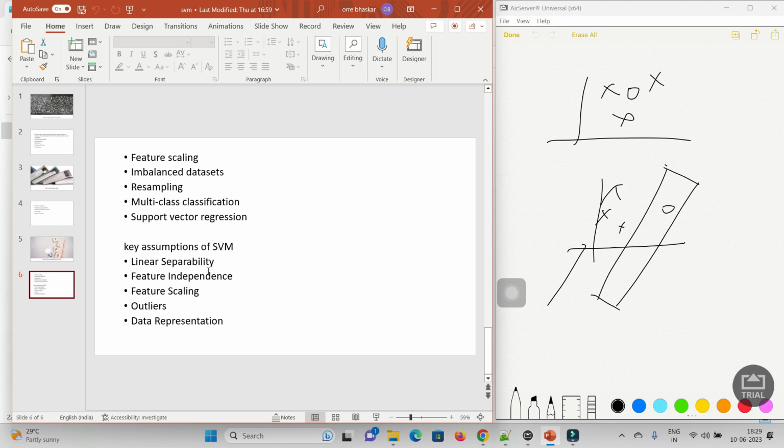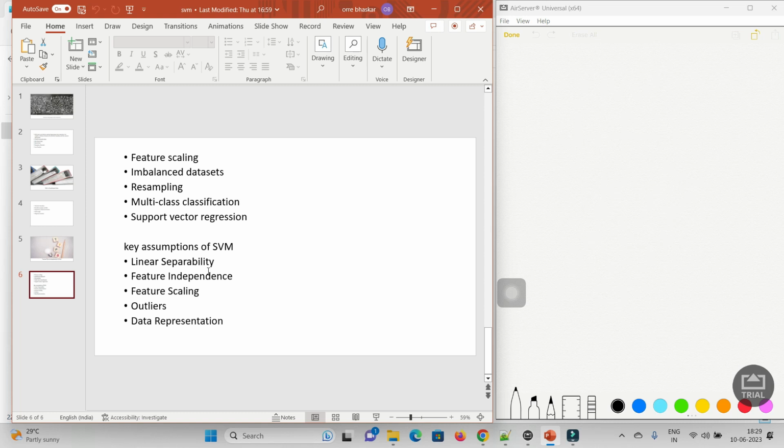Assumption number two, feature independence. It assumes that features are independent of each other. The algorithm works best when features are not strongly correlated. Assumption number three, feature scaling. SVM assumes that features are scaled properly. What if features are not scaled? Then there will be a bias. So, what can be the solution? We can normalize or standardize the features so that they have similar scales.